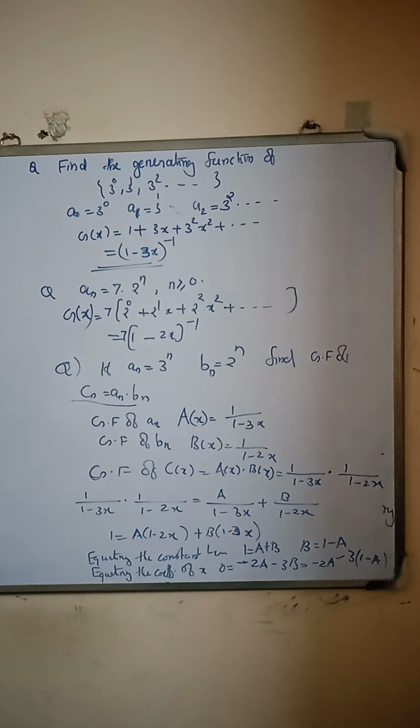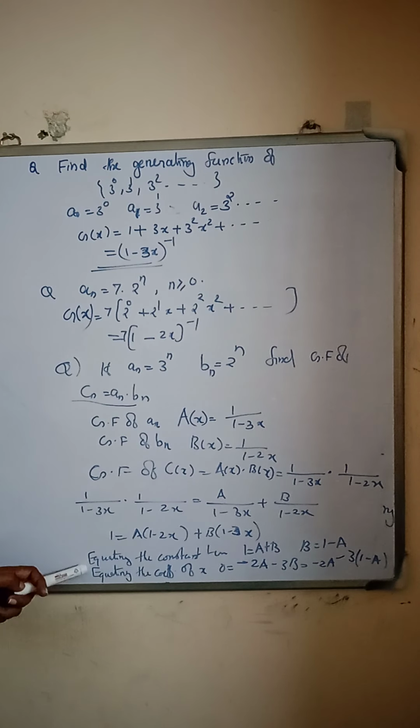Then what is the generating function of c? It is a into b, that is 1 by 1 minus 3x into 1 by 1 minus 2x. 1 by 1 minus 3x into 1 by 1 minus 2x is equal to, using partial fractions, a by 1 minus 3x plus b by 1 minus 2x. Then we have to find a and b. Here taking LCM on both sides, we get 1 is equal to a into 1 minus 2x plus b into 1 minus 3x. Then equating the coefficient terms.